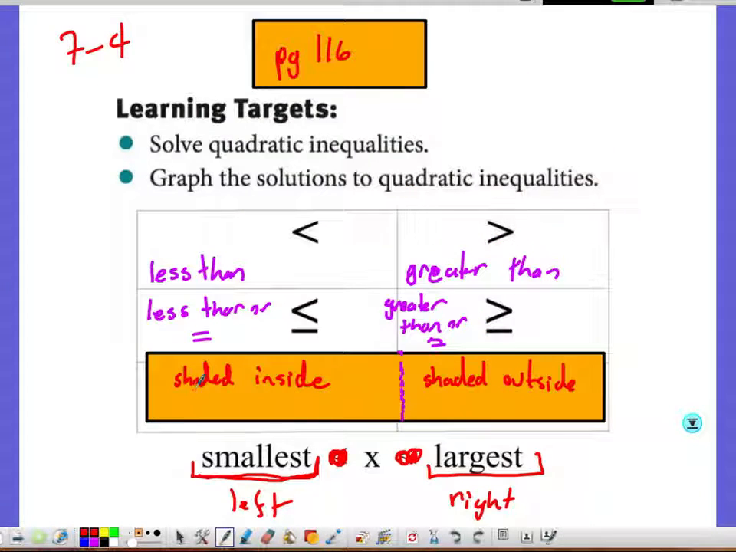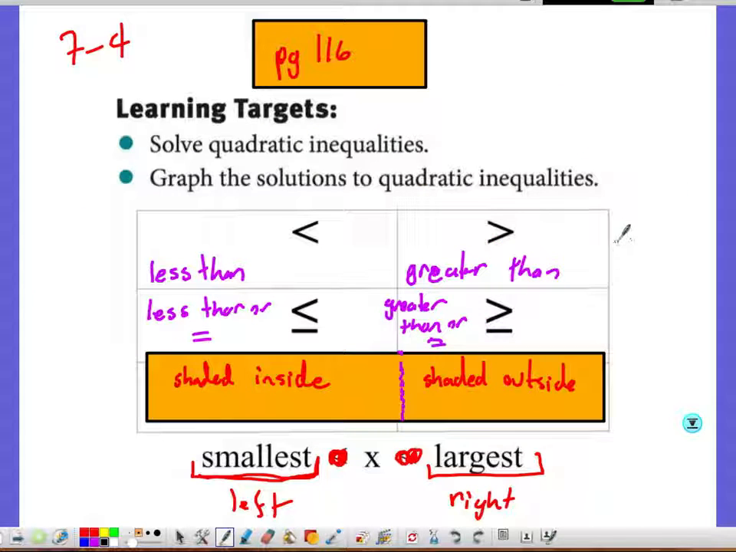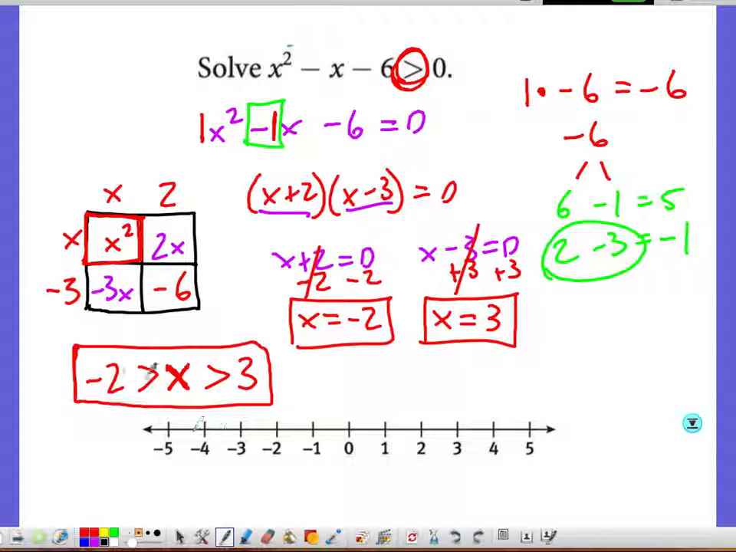Now, let's go ahead and put these points on my number line. Again, if we have less than or greater than, we're going to use an open circle. If we have less than or equal to, or greater than or equal to, we use a closed circle. In this case, we're going to use open circles, so we have negative 2 and 3.